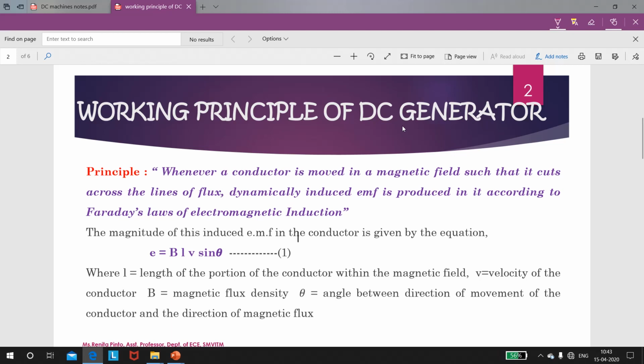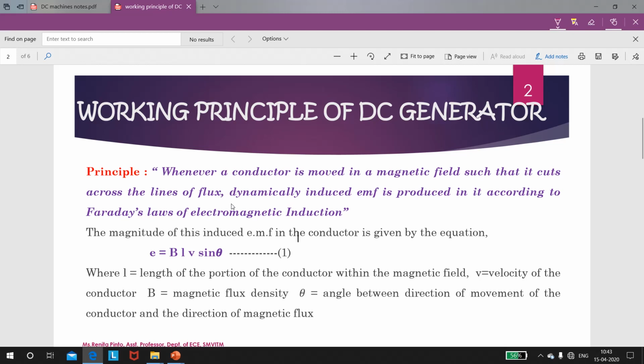Where B is the flux density, L is the length of the conductor, V is the velocity, and theta is the angle between the conductor and the flux. So clearly you can see here, it is given that the generator works on the principle of dynamically induced EMF. So we have already seen what is dynamically induced EMF in our regular class. So let us recall it again.